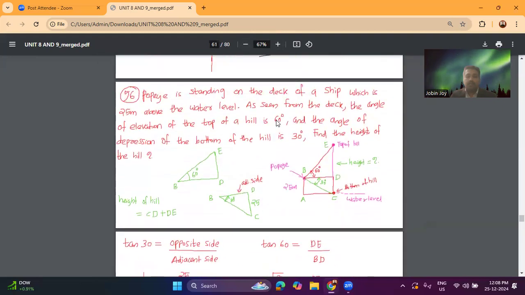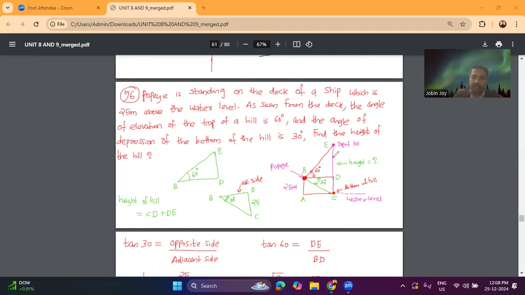Okay, so next is Popeye. Popeye is standing on the deck of a ship. This is the ship, and this is the position of Popeye. The deck is 25 meter above the water level. So this distance is 25 meter.